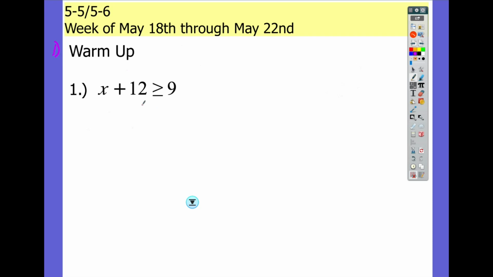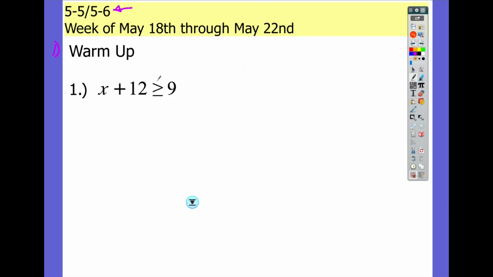I think it'd be beneficial to pause this video and try this problem, but I'll keep talking. As soon as you come back, we'll go through this problem and check up. We'll be going through 5.5 and 5.6 this week. First we'll solve this one. We've got x plus 12 is greater than or equal to 9.